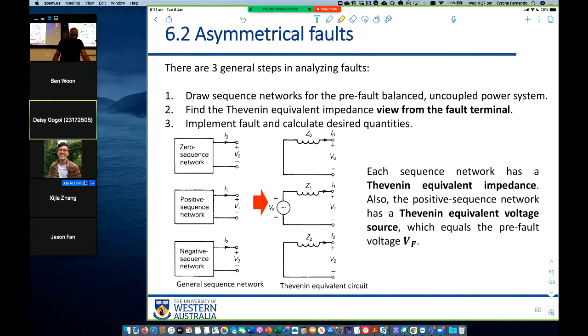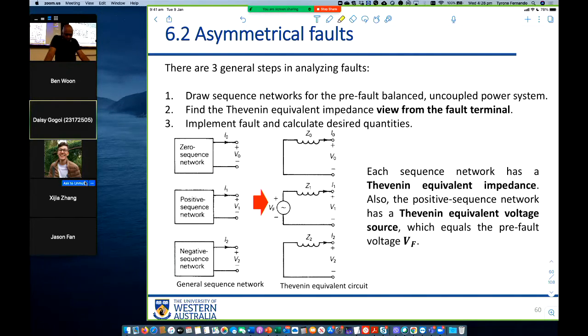So how are we going to do the calculations? This is an important part. There are three general steps in analyzing faults. Firstly, we draw the sequence networks for the pre-fault balanced uncoupled power system, right? Then we find the Thevenin impedance viewed from the faulted terminal, the Thevenin equivalent circuit. Finally, we implement the fault and calculate the desired quantities.